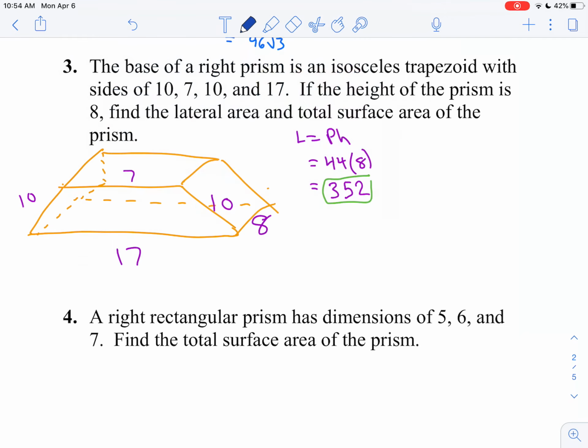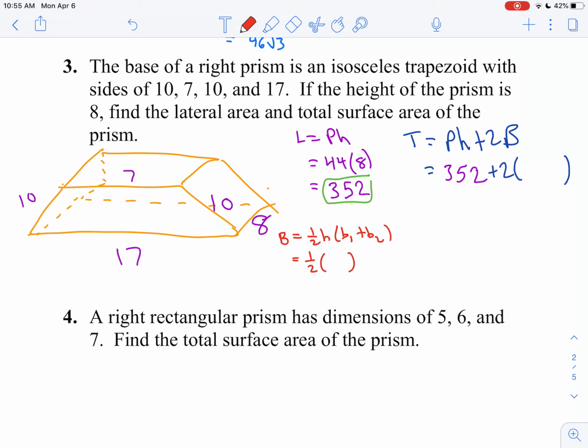Okay, let's switch colors. T equals pH plus 2B. And the pH we already found in purple. Oh, boy. All right, and then blue. To B or not to B, that is the question. So going back to chapter 11, 1/2 times the height times B1 plus B2.